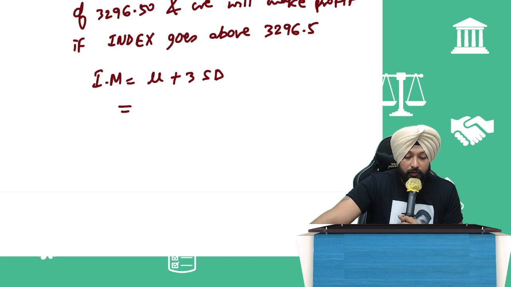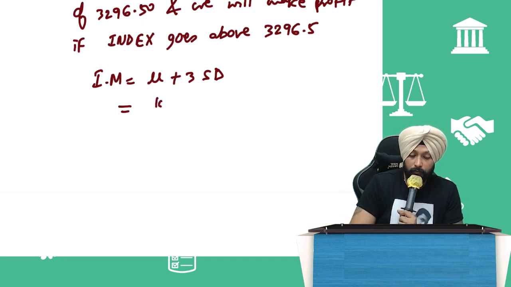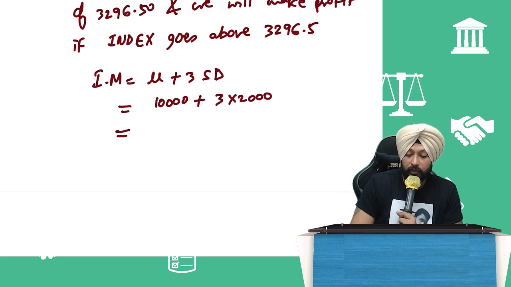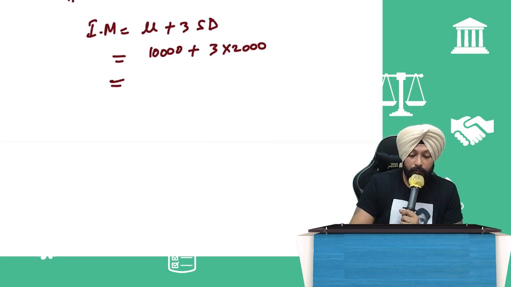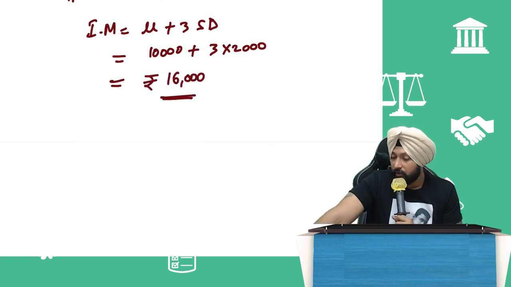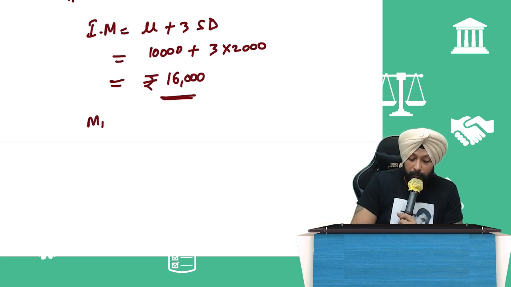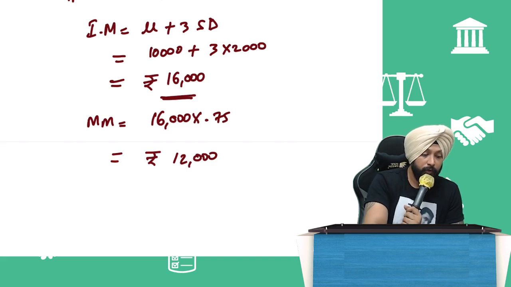mu plus 3 times the standard deviation, which is 10,000 plus 3 into 2,000, which is rupees 16,000. And maintenance margin is 16,000 into 0.75, which is rupees 12,000.